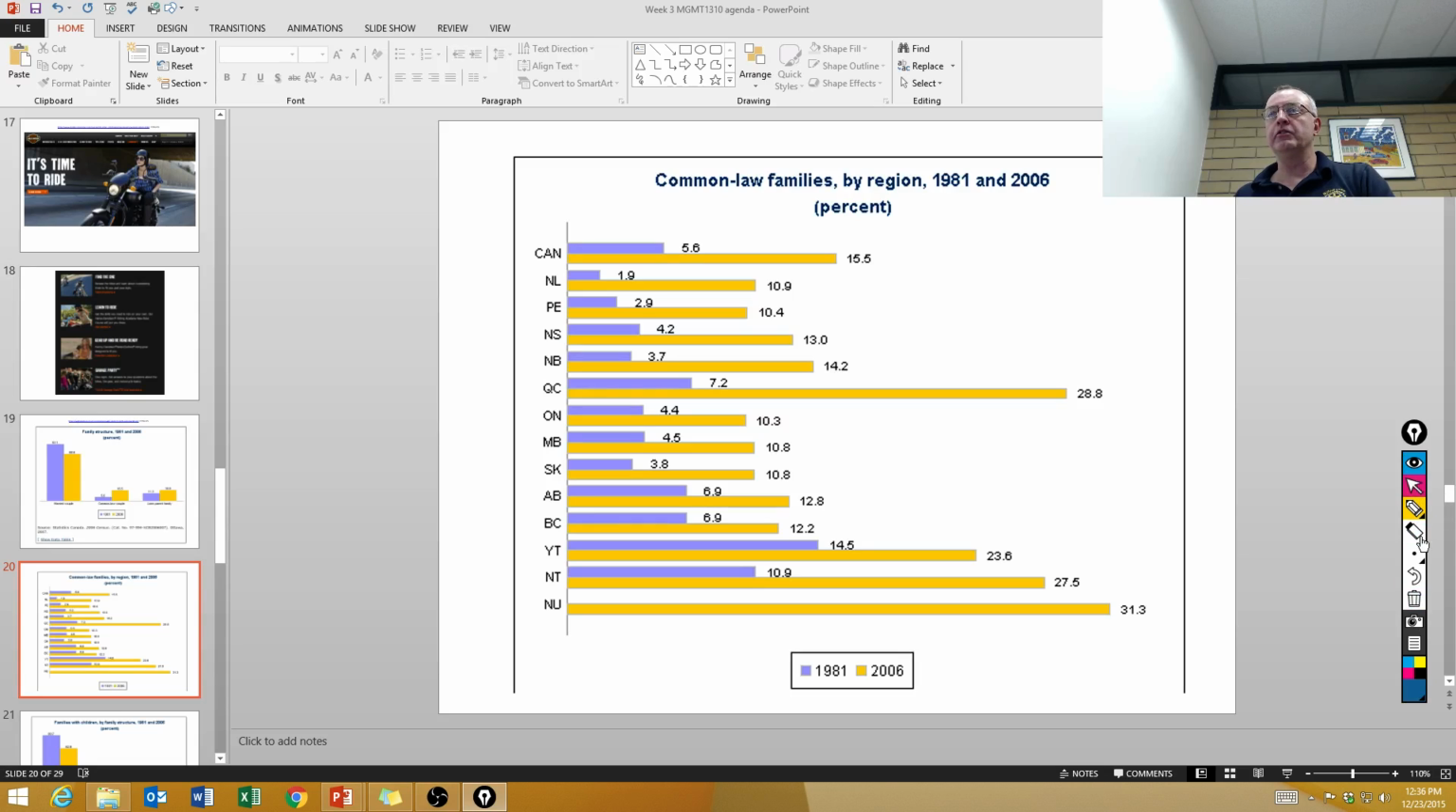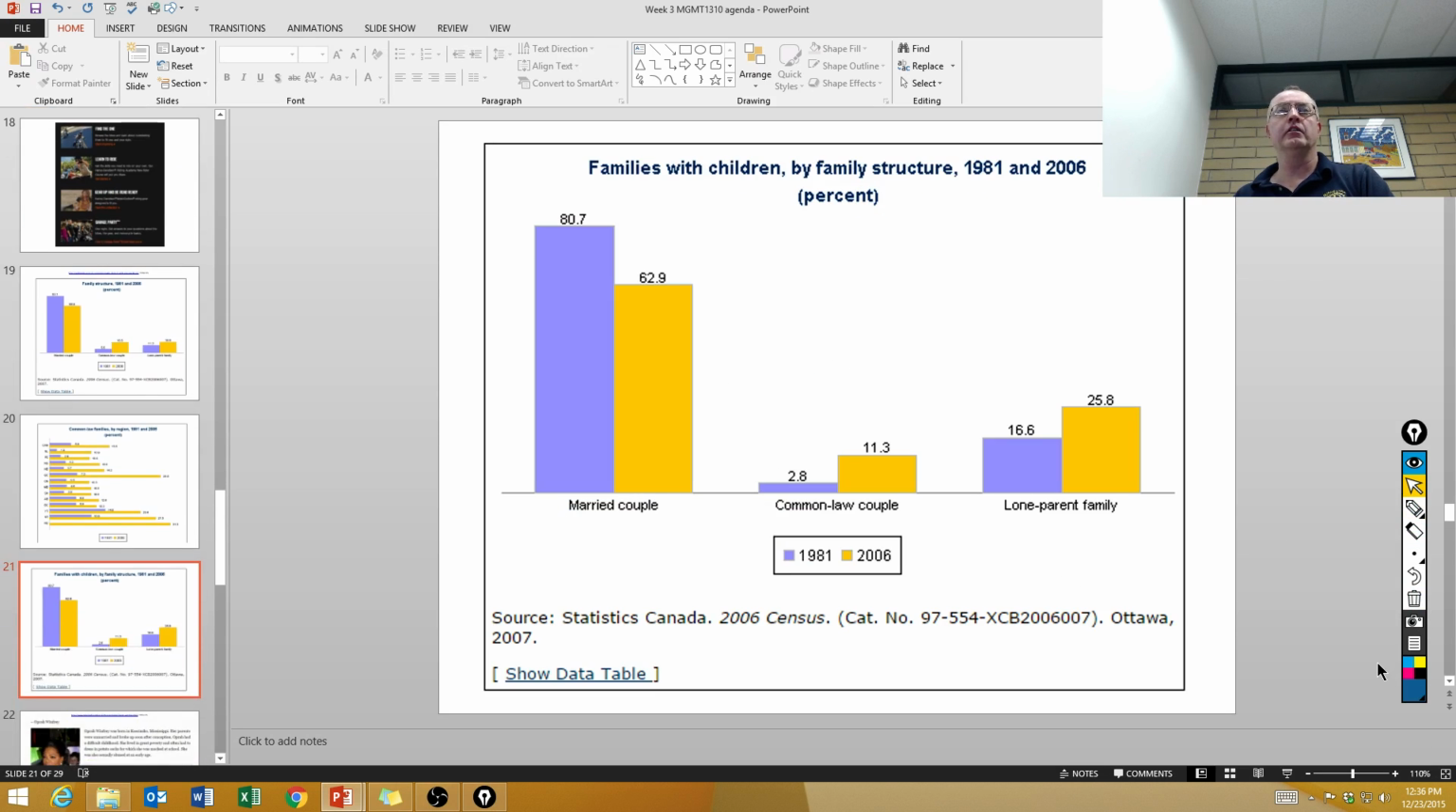okay, and then also when we factor kids into the picture, so this time it's families with children. Again, over the last couple of decades, we've seen this decline in the number of married couples with children. We have an increase in the number of common law couples with children, and then we have single parent families, so one parent with children, also on the increase.